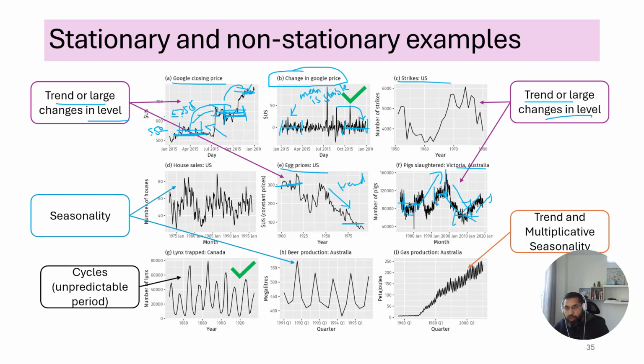Same for strikes, the number of strikes in the US, like any union going on a strike. You can see that it's averaging here and then averaging about here for this time period, averaging up there for that time period. So there's a trend and then a downwards trend, and also a large change in level from here to here. There's a big jump. So that's again not stationary.